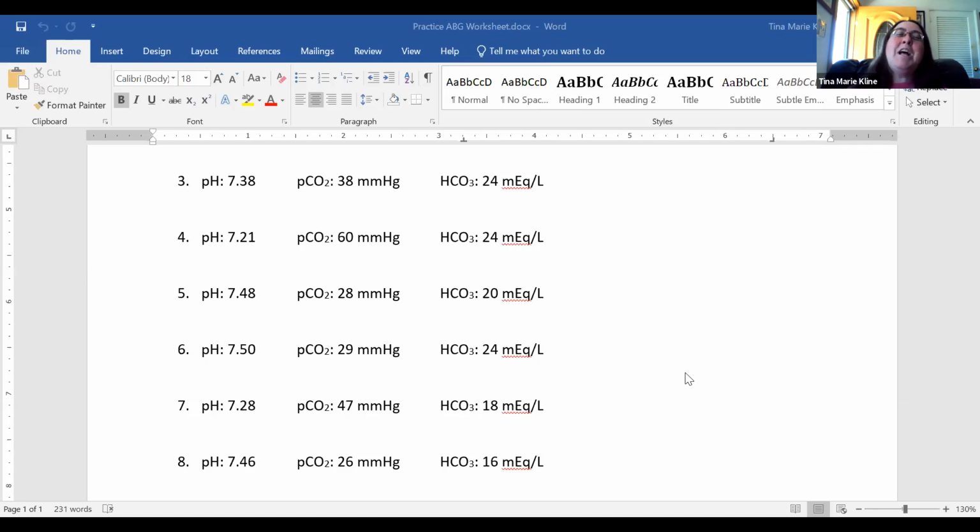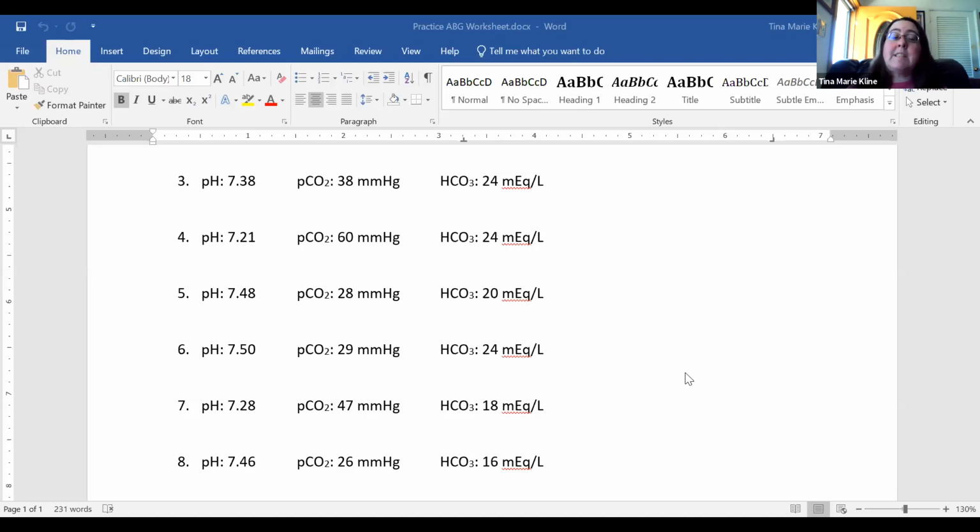All right, number 6, 7.5 for my pH. So that is going towards the alkalotic side, alkalosis. My CO2 is 29, so this is towards the alkalosis side as well. Here, my bicarb is normal, it's 24. So I don't see any type of compensation here. This is a respiratory alkalosis and it is uncompensated, no compensation.